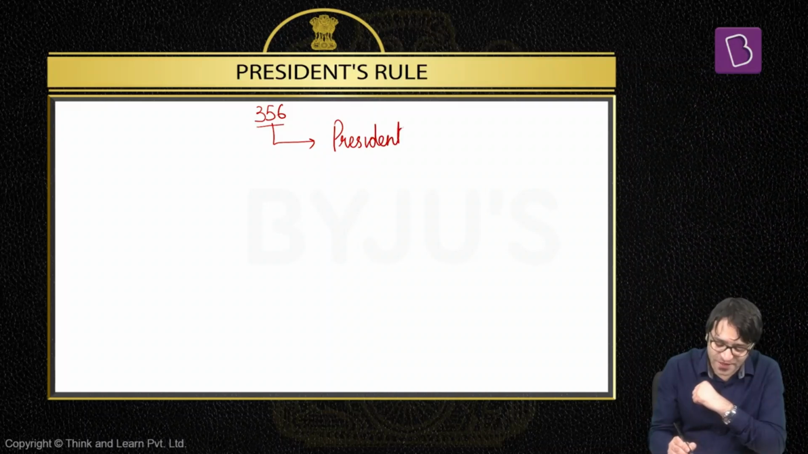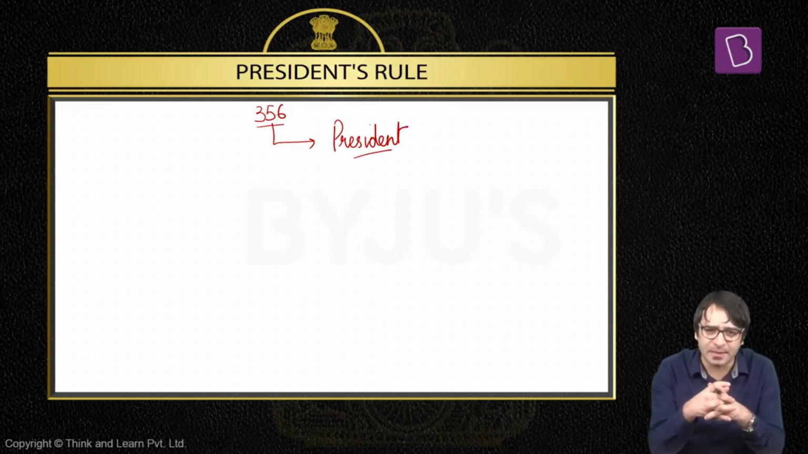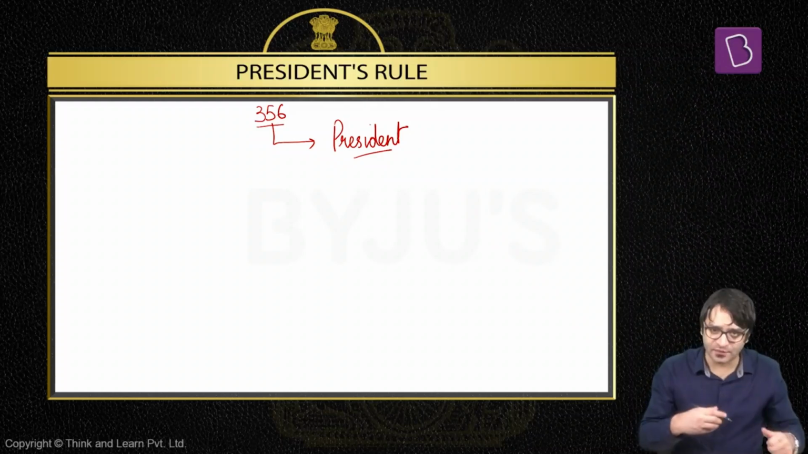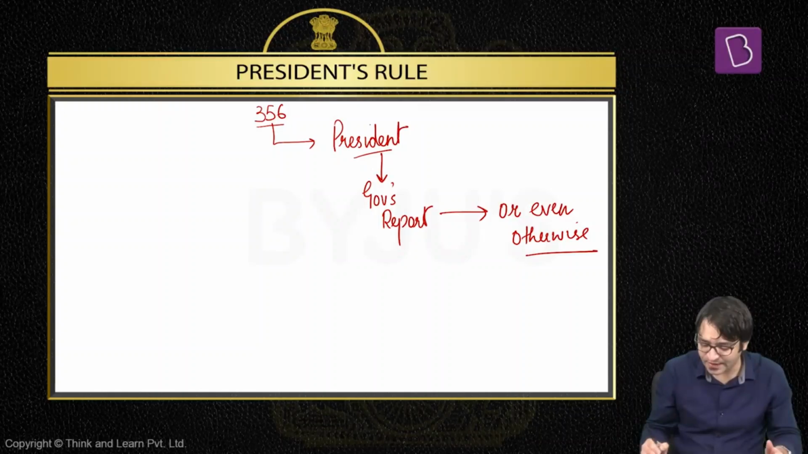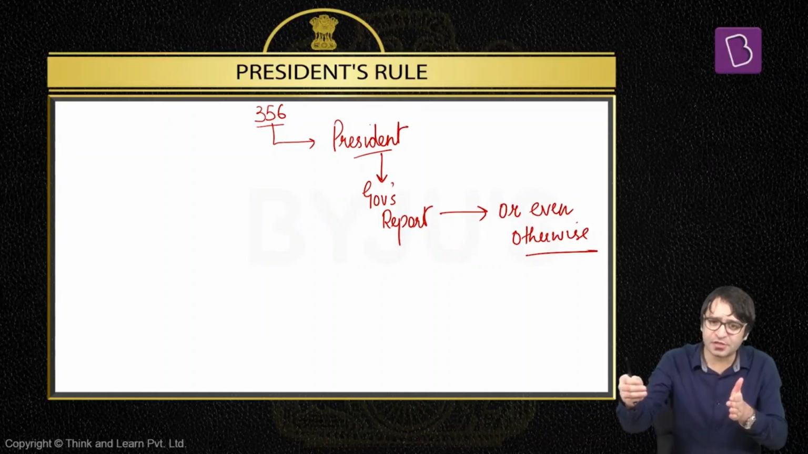But we know it is not the personal satisfaction of the president, it is the satisfaction of the cabinet headed by the prime minister. But Article 356 says if the president is satisfied. But what will satisfy the president? Governor's report or even otherwise. Now I'll tell you the meaning of this phrase, or even otherwise. If the president is satisfied on the basis of the report of the governor or even otherwise.